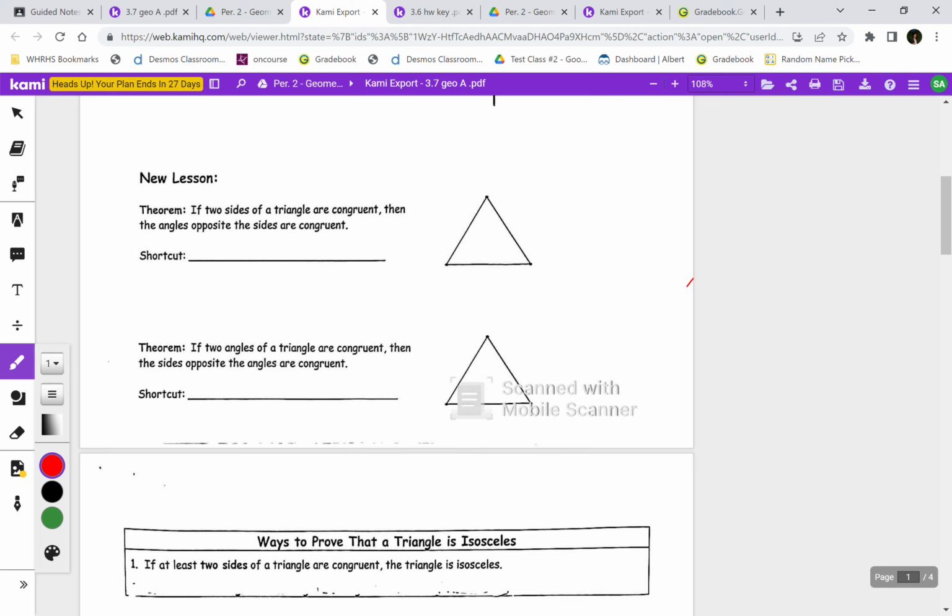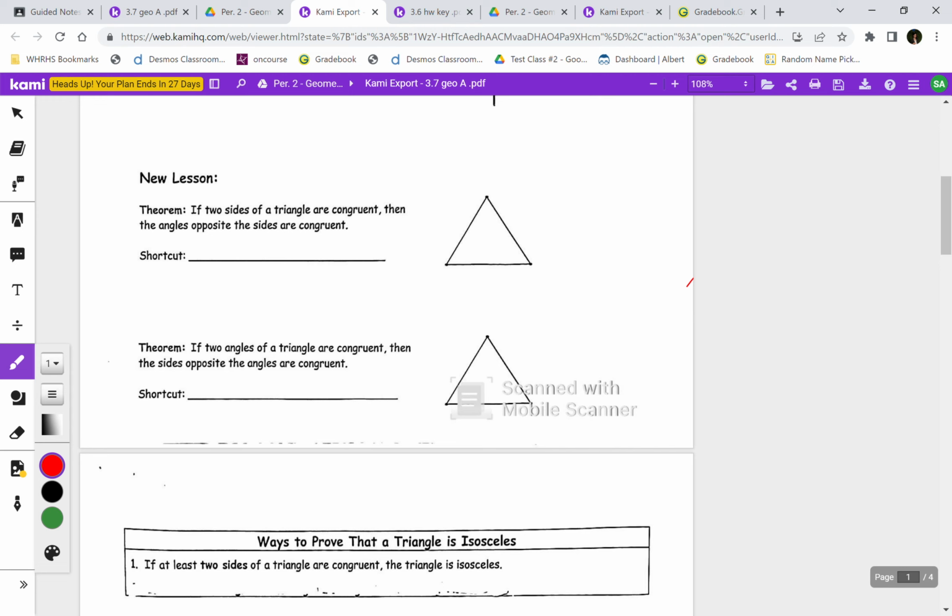Okay. So there are two new theorems we have to memorize. When it's a theorem, are we allowed to say definition of? No, we're not allowed to say definition of. So I'm going to go through the theorem. I'm going to explain the theorem to you, what it means, and then I'll tell you the shortcut that we're allowed to write in proofs.